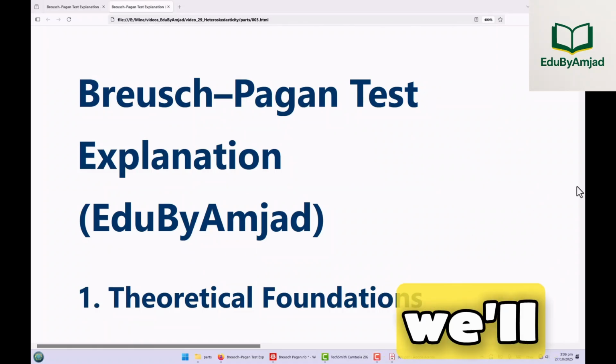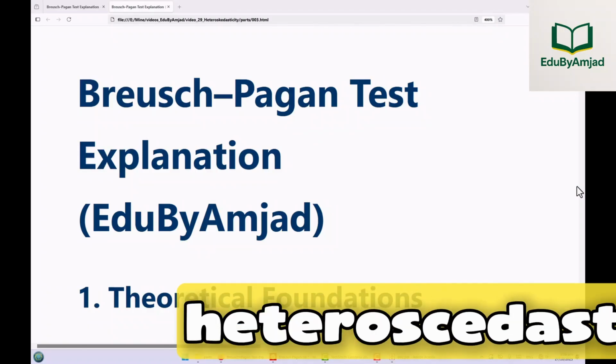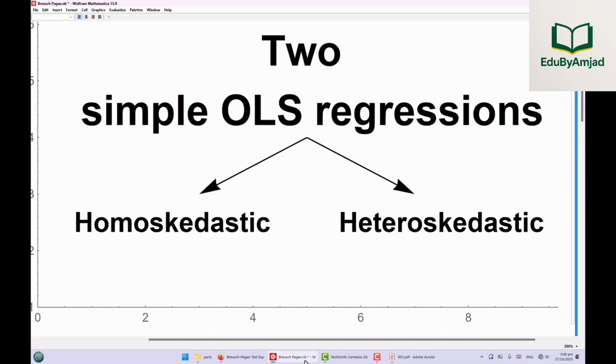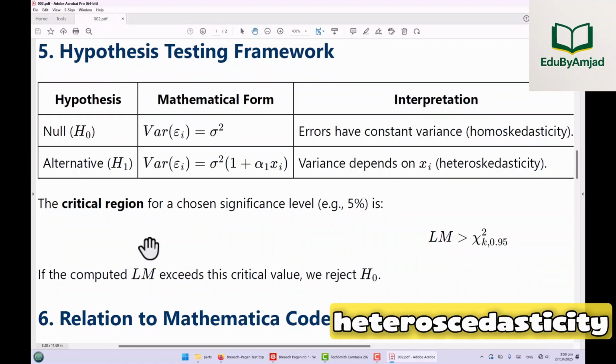In this video, we'll cover the Breusch-Pagan Test, a statistical tool for detecting heteroskedasticity in regression models. We'll compare two simple OLS regressions, one homoskedastic and one heteroskedastic. From each regression we collect fitted values and residuals, labeled homofit and homoresid, and heterofit and heteroresid. Our goal is to apply the Breusch-Pagan test to those residuals and decide whether heteroskedasticity is present.